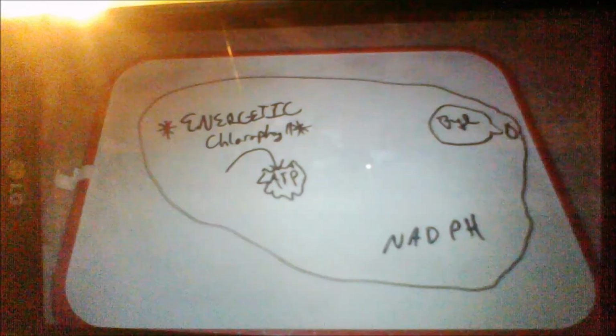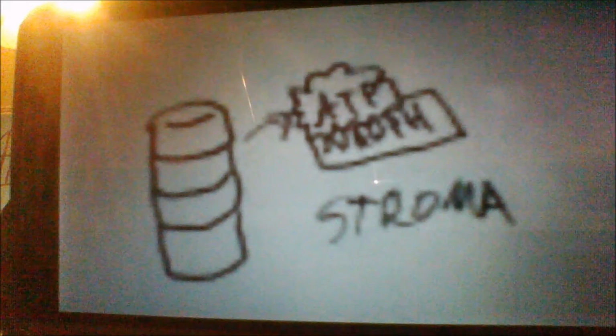Energetic chlorophylls break water, so NADPs take the hydrogens and go. That was photo system 2; now number 1. Energetic chlorophyll makes ATP, O2 is released, and then NADPH is taken to the stroma, the liquid, if you don't understand. But anyway, it's time for the Calvin cycle.